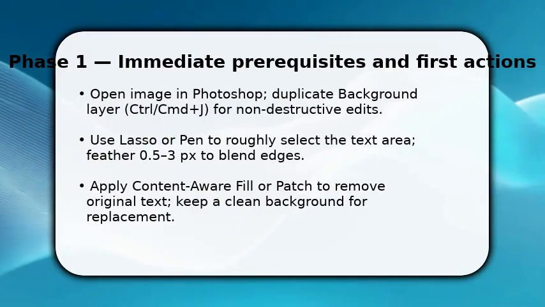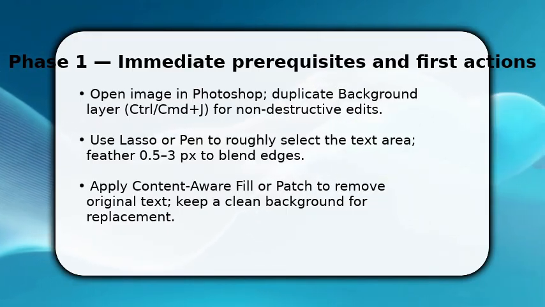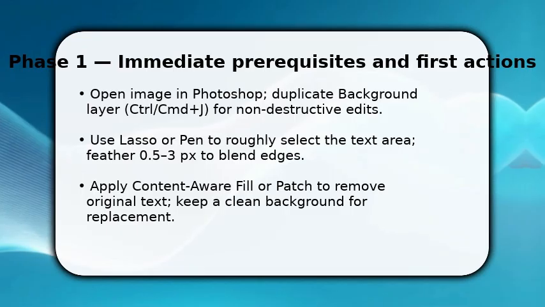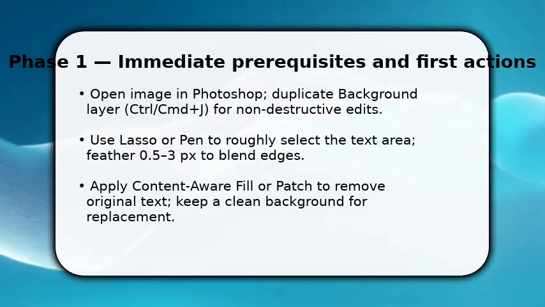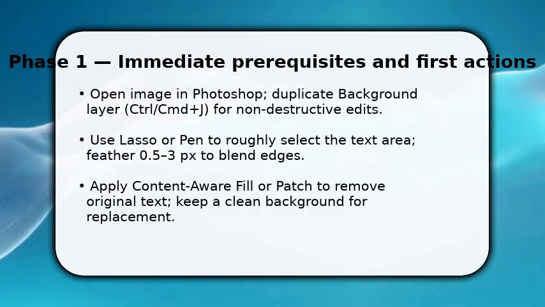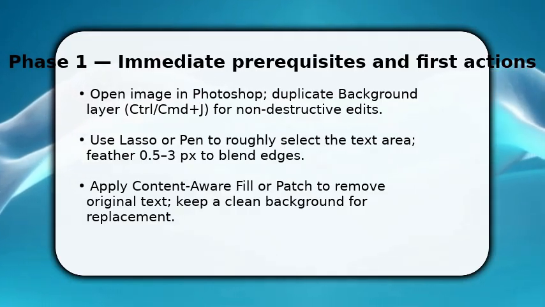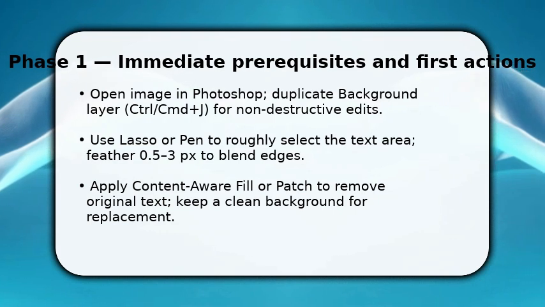You start by isolating the text so edits stay reversible. Duplicate your background layer instantly. This preserves the original. Next, use the lasso or pen to select the area around the text. Feather slightly, about 0.5 to 3 px, so the repair blends. Then run content-aware fill or the patch tool to remove the letters. This creates a clean background patch. Once done, make sure the repaired area matches surrounding texture and lighting before adding new text.